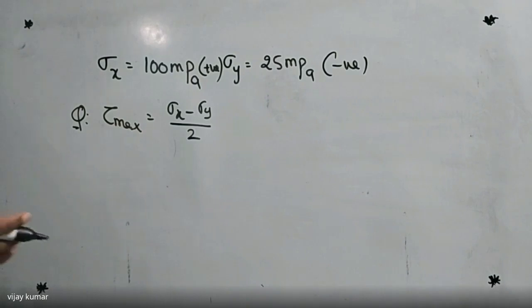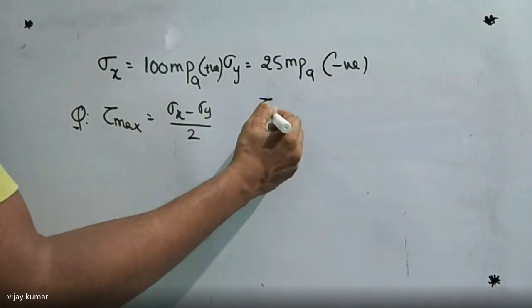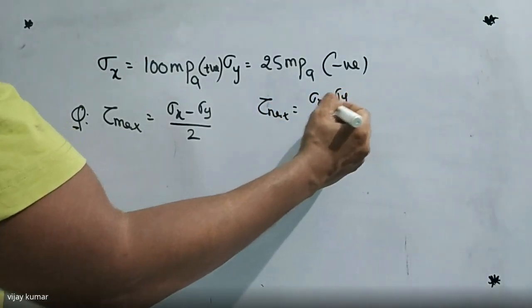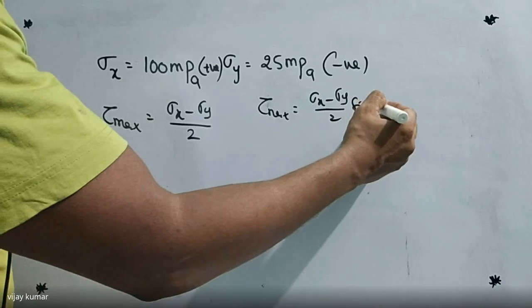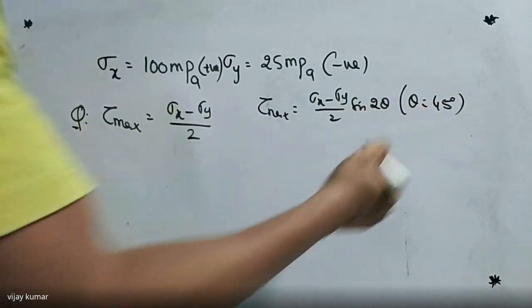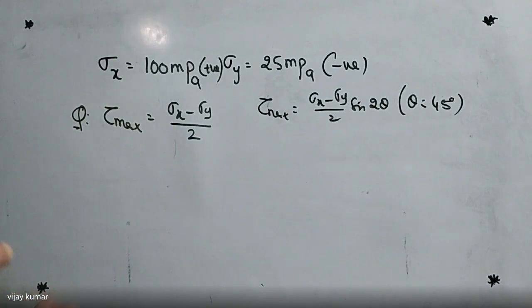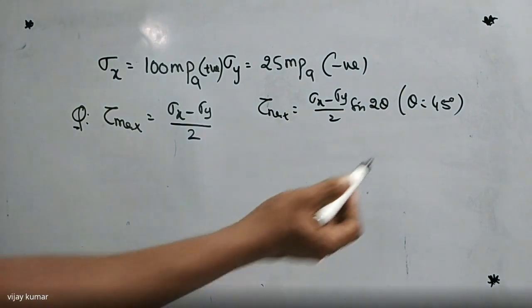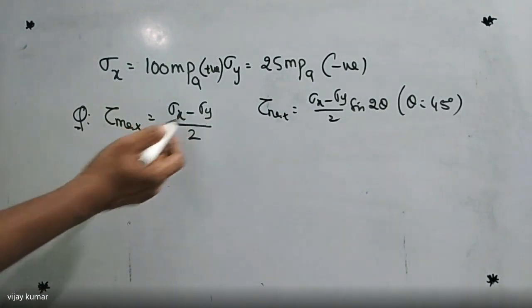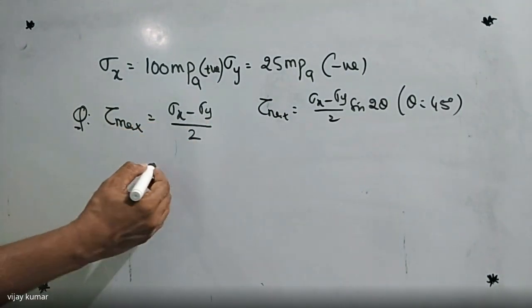Generally the formula is tau maximum is equal to sigma x minus sigma y by 2 into sine 2 theta. But tau is maximum when theta is equal to 45 degrees. So if you substitute theta equal to 45 degrees here, we get sigma x minus sigma y. Now I'm going to substitute those values.